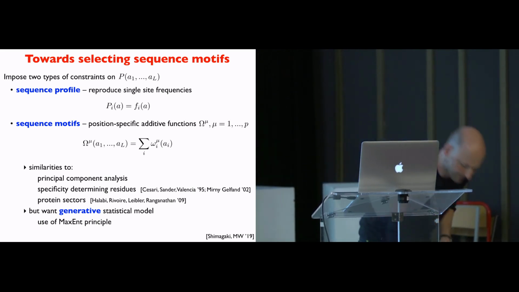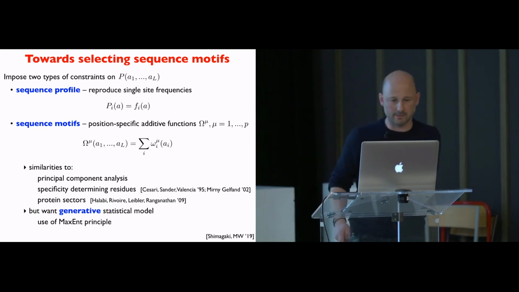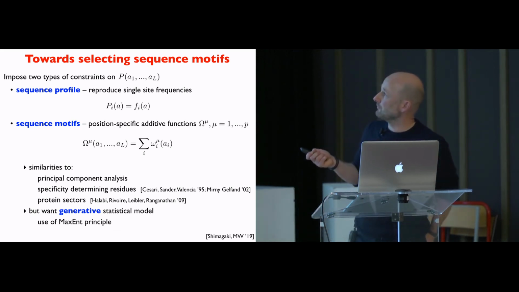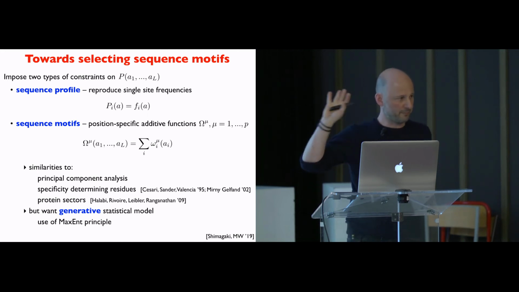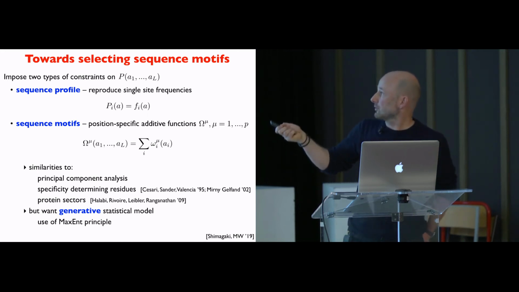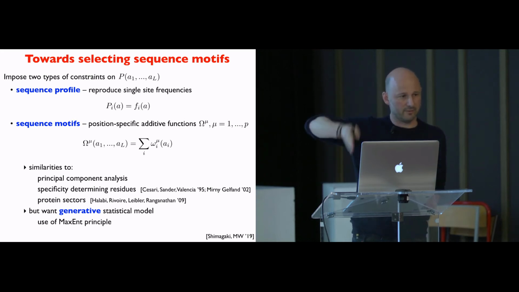And the way we have chosen is the following. We have imposed two types of constraints. The first one is the sequence profile, which we had also in the last modeling, and which is so important that we didn't dare not to put it. So we have put it. These marginal single-site distributions reproduce what is empirically found in the data, so the statistics of the single columns.